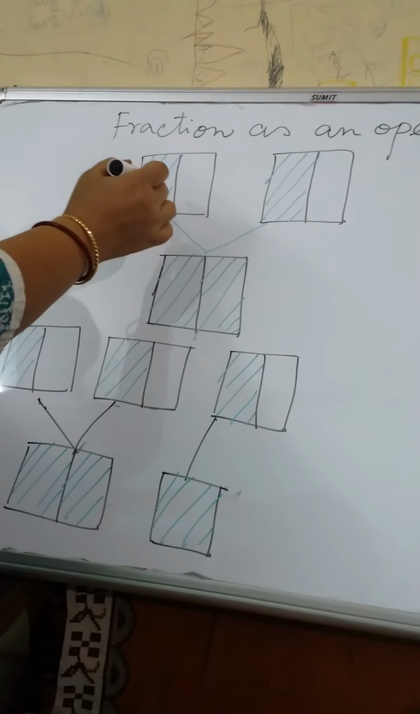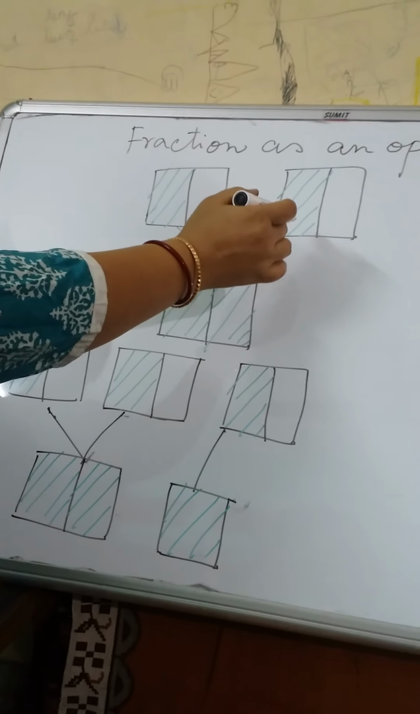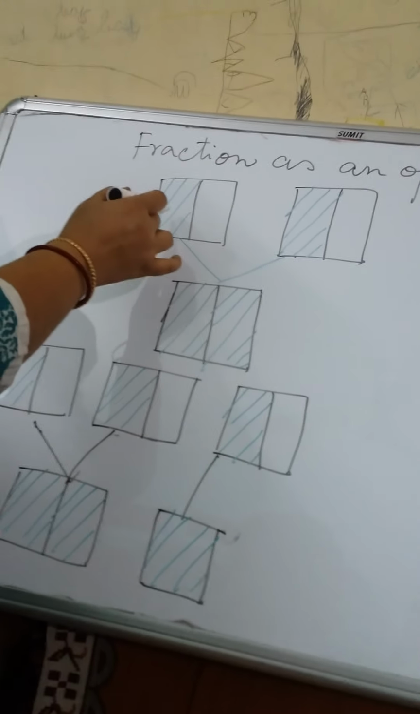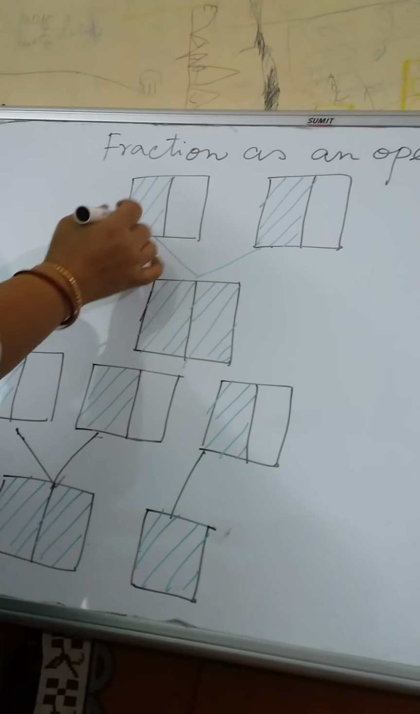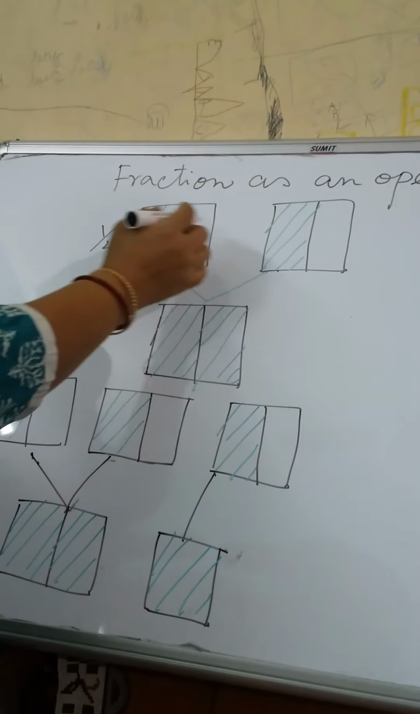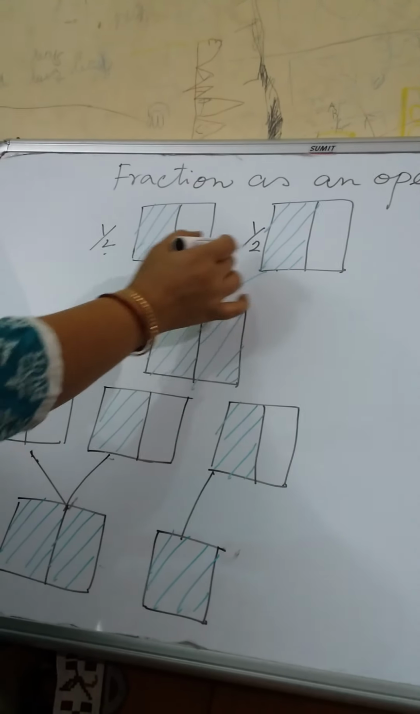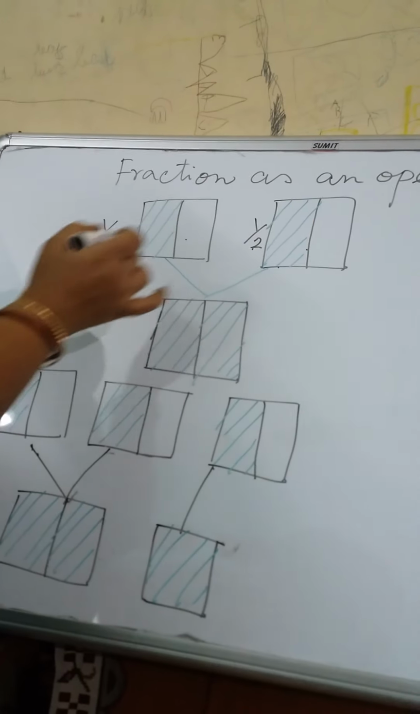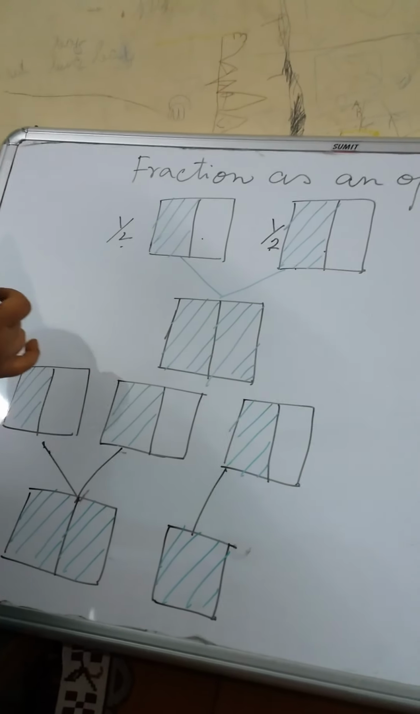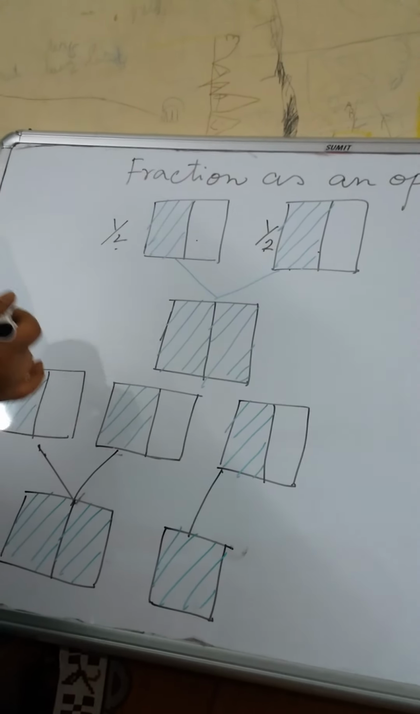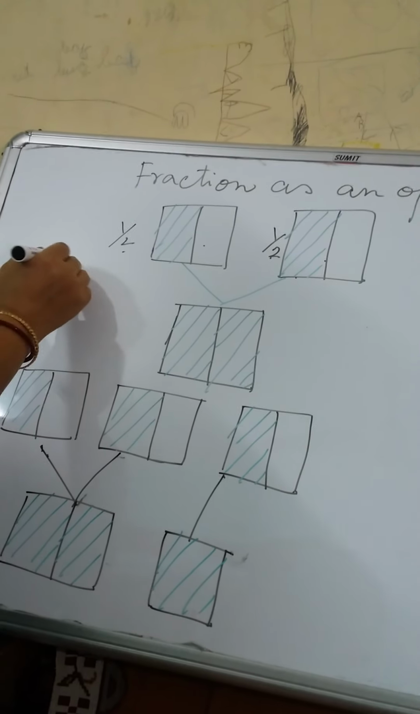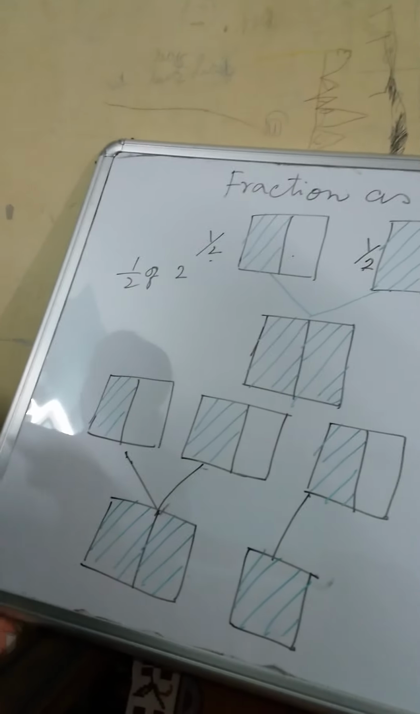Fraction as an operator of. Here the two squares are identical. Each shaded portion represents half of 1, half of 1. So both the shaded portions together will represent half of 2.